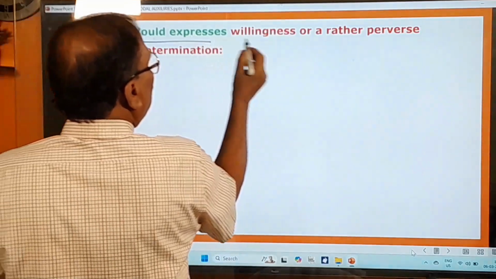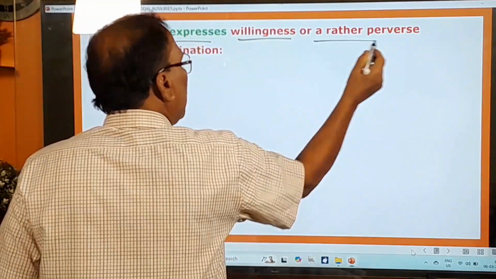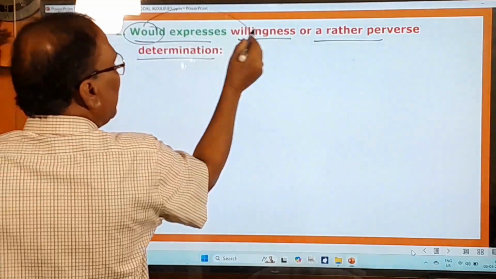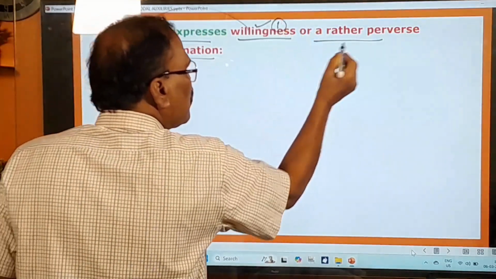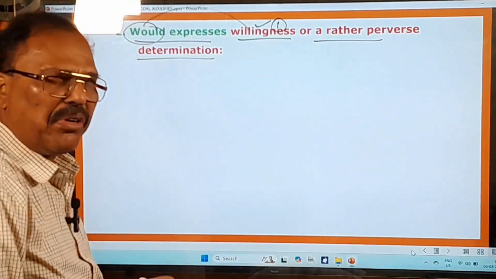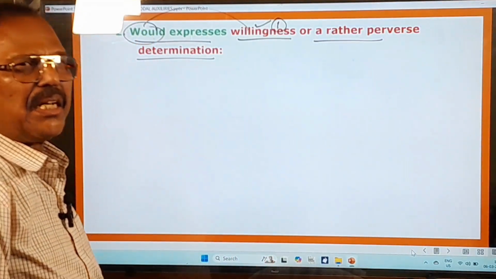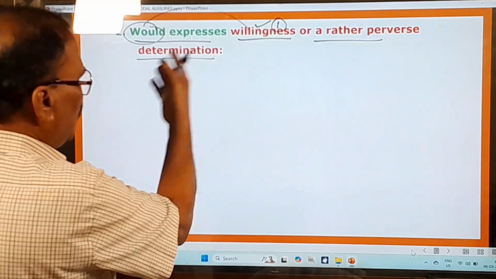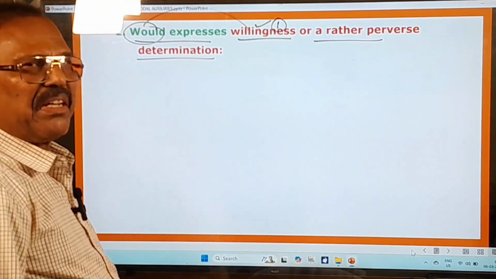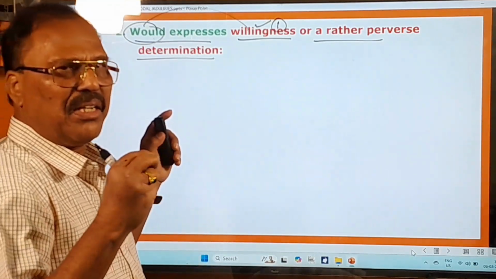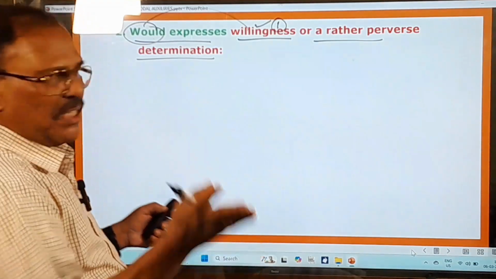Would expresses willingness or rather perverse determination. So this would indicates willingness, one thing, and it also indicates some perverse determination. Perverse means obstinate determination. You can use this word also in your everyday life.